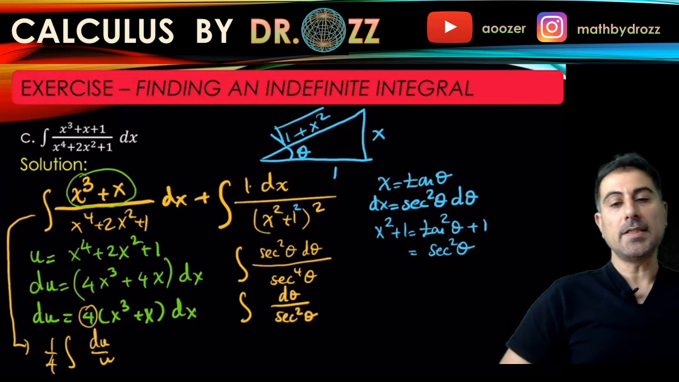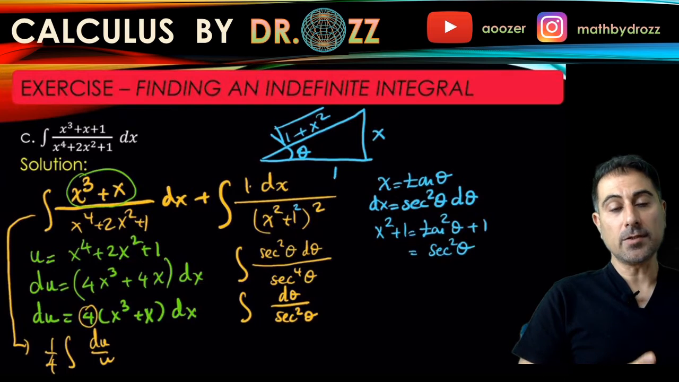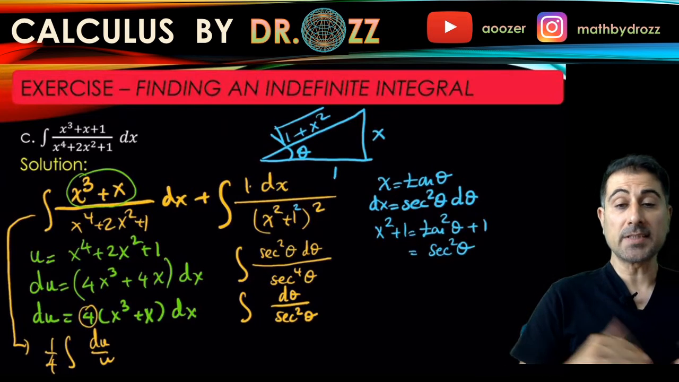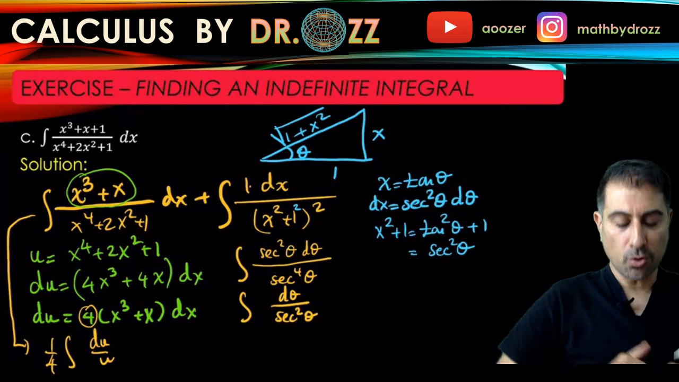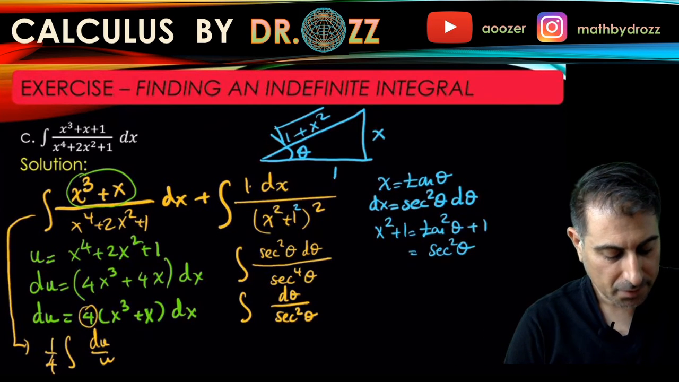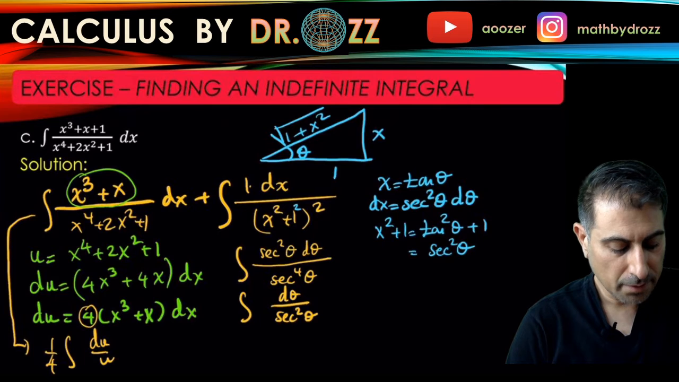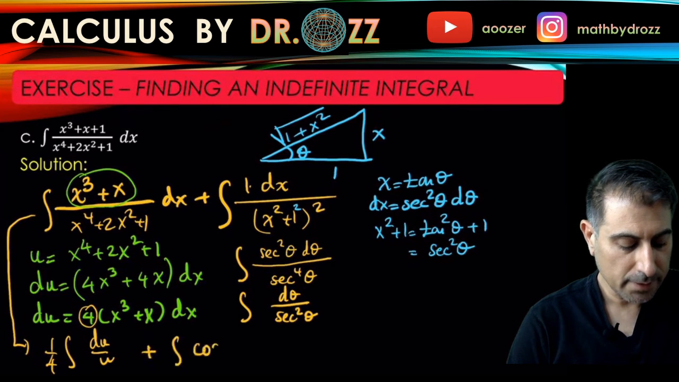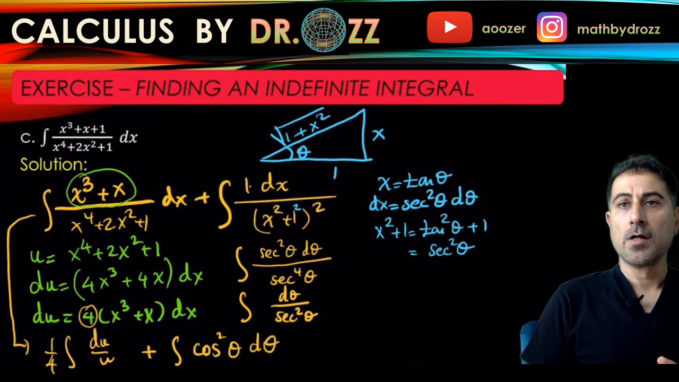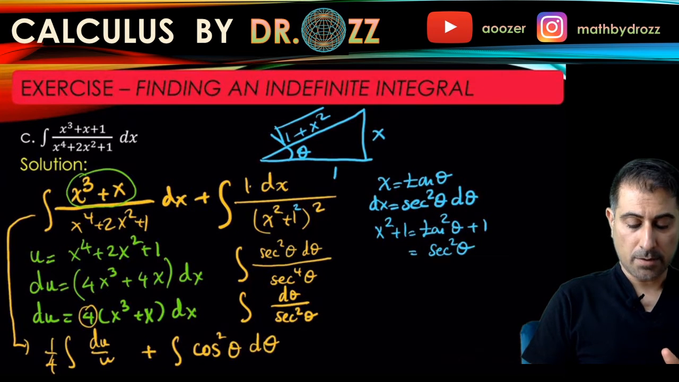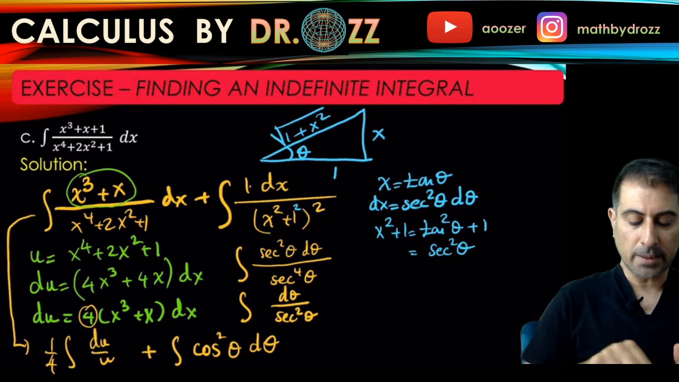And the good news is that secant squared is 1 over cosine squared, because secant is the reciprocal of cosine. So why don't we flip that over so that the second integral is nothing but cosine squared theta d theta. Okay. So now I'm gonna integrate the first integral and the second integral.